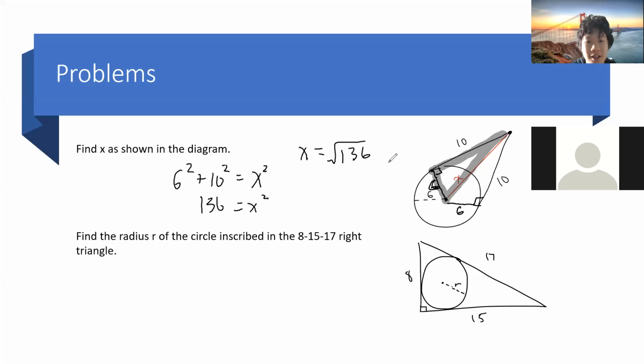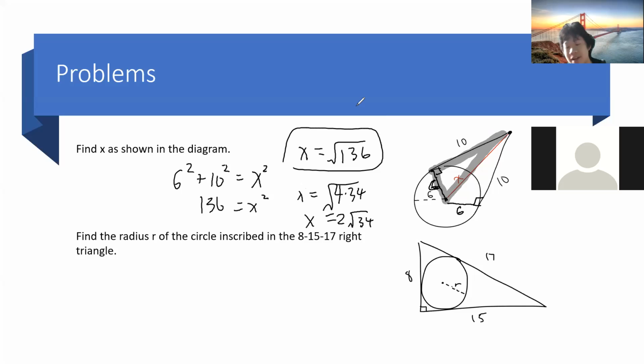And you can just leave it like that. I don't really need more simplification, but on the test, they would want that. So if we simplify this, we can take a 4 out. This will be 4 times 34. And this 4 gets taken out of it, so it's going to be 2 square root 34. That's going to be x. But if you just left it at square root 136, that's fine with me. Okay, so that's how you do the first one. Now use that idea to take a shot at the second one.